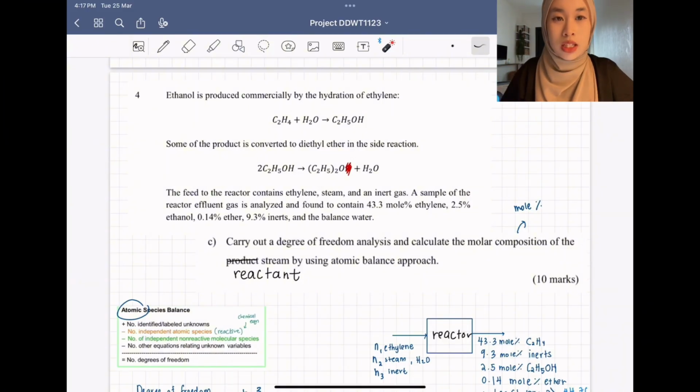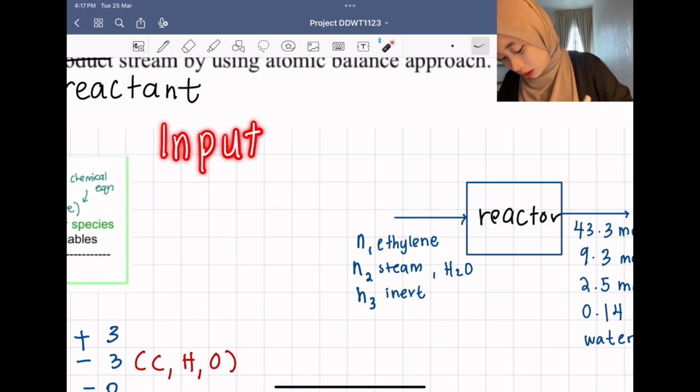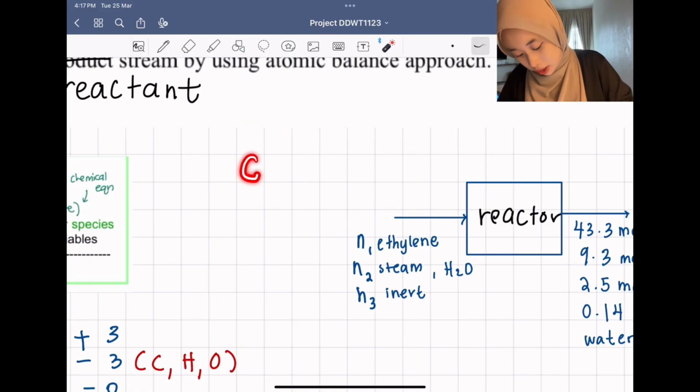So kita buat balancing antara atoms yang terlibat. Dalam ni C, H dan O kan. Kita akan guna these atoms untuk cari unknown yang kita nak. Kita boleh tengok antara chemical equation dan flowchart. But I like to use the flowchart because it's easier. Lagi jelas sebab kita laporkan information. Kita kena berpegang kepada input is equal to output. Okay. So kita ada 3 atoms kan yang terlibat C, H dan O.